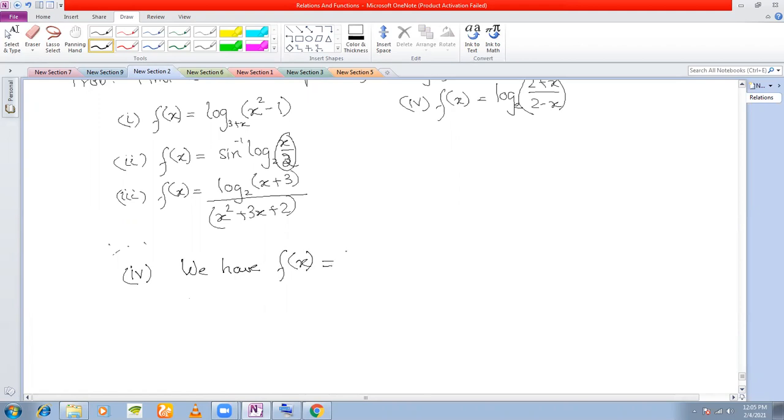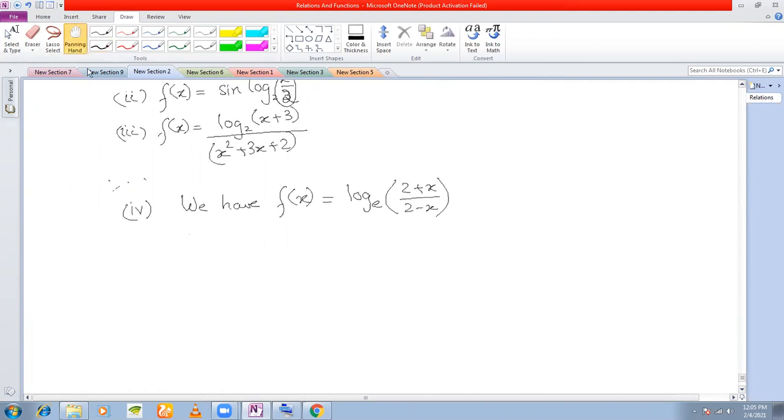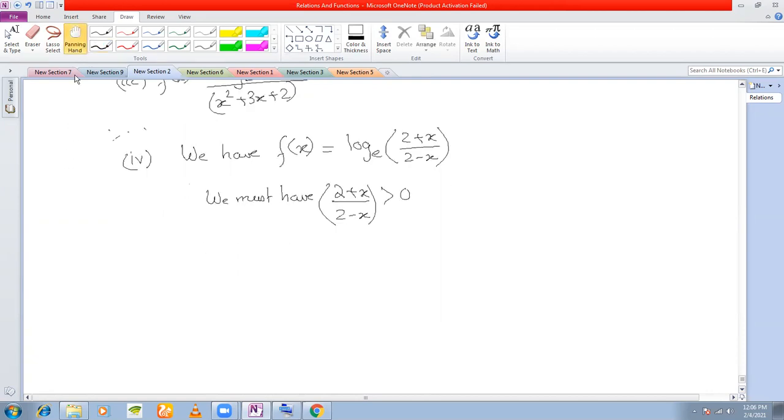So we have f(x) is equal to log to the base e of (2 plus x) by (2 minus x). We need to find out the domain of this. Now, the only restriction here is that whatever is within the log, (2 plus x) by (2 minus x), it must be positive, right? This is the only restriction. But (2 plus x) by (2 minus x) is a fraction, isn't it? So what can be the cases?